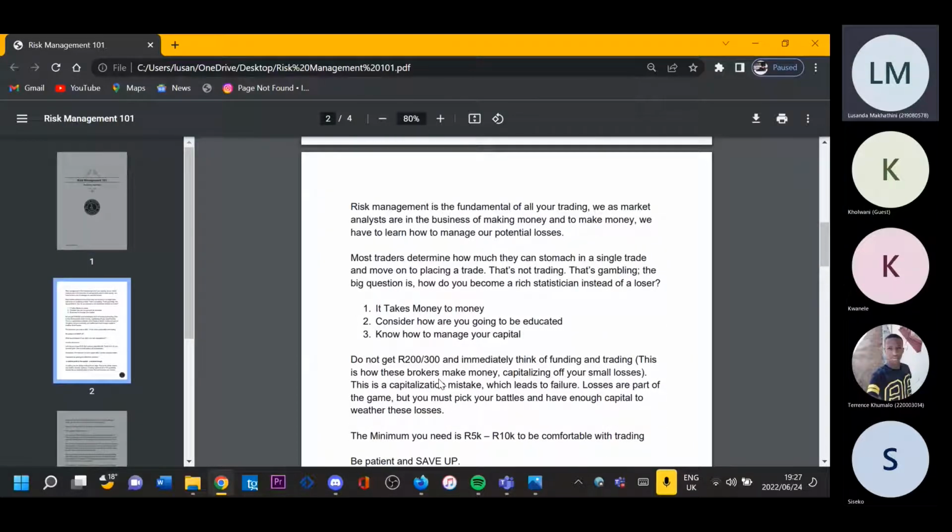Risk management is fundamental for all your trading. We, as market analysts, I don't like using the word forex trader, because you're actually analyzing what's going on in the market and predicting the outcome. So you need to learn how to manage your money.